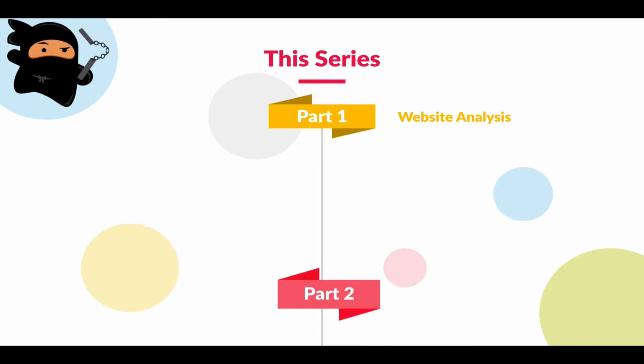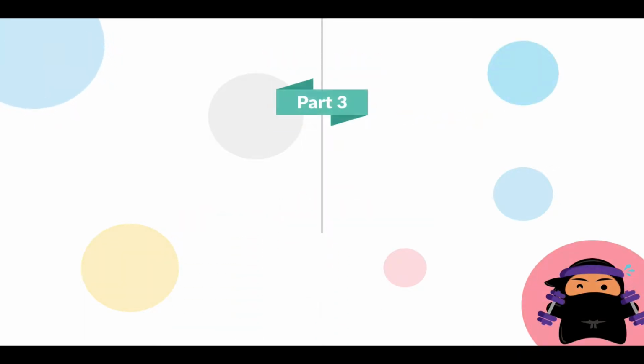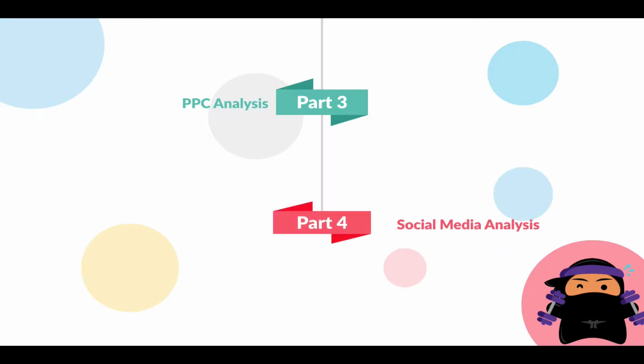The first video looked at analysing your competitors' websites. In the second video, we looked at analysing your competitors' SEO. In this third video, we're looking at analysing their pay-per-click. And then in the final video, we will look at social media.